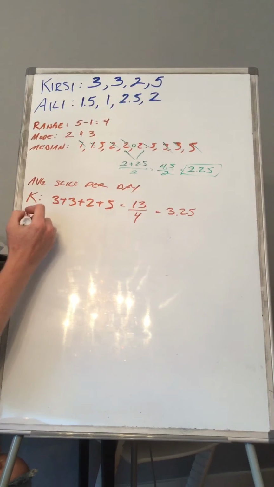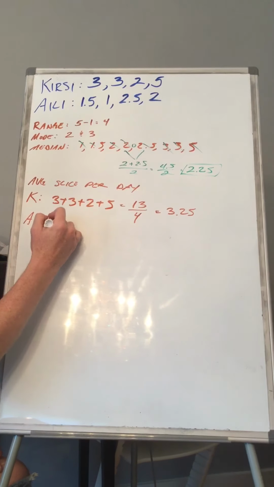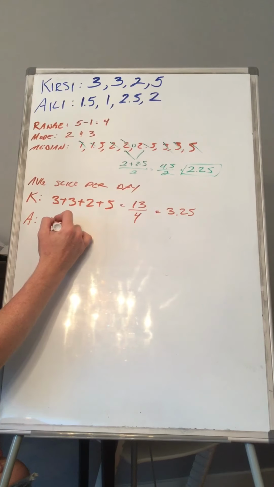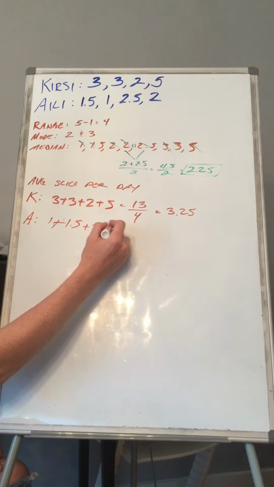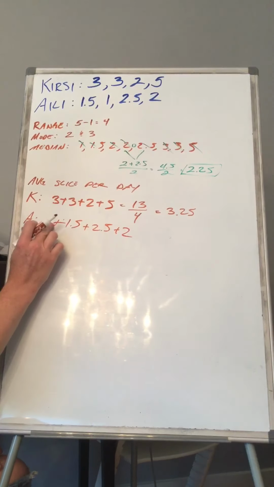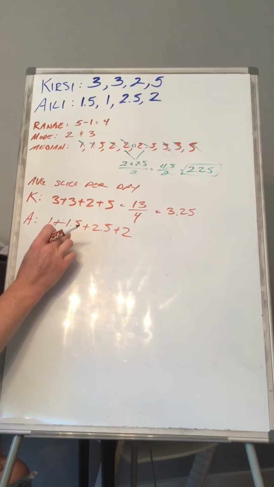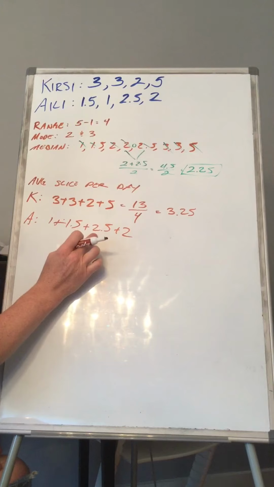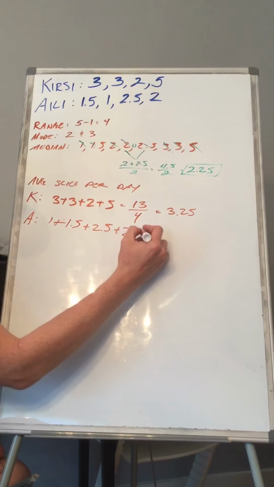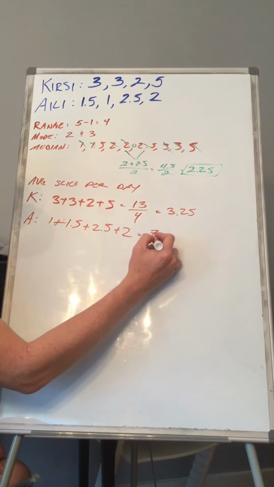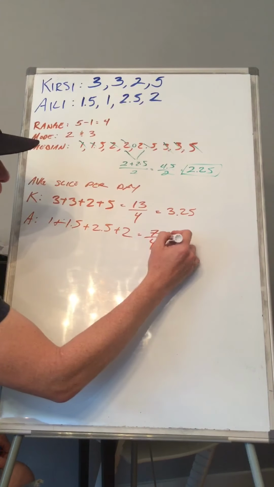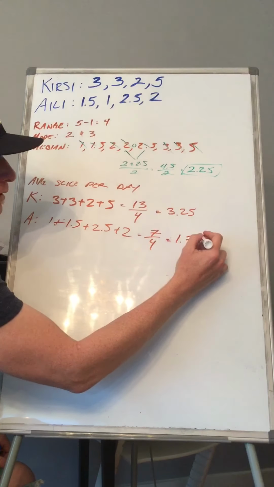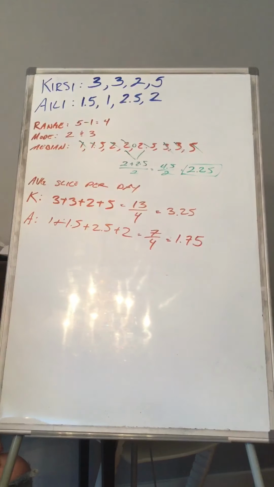Then I would say for Eiley, 1 plus 1.5 plus 2.5 plus 2. 2.5 plus 2.5 is 5, plus 2 is 7, divided by 4. That goes in once with 3 left over, so her average slice per night is 1.75.